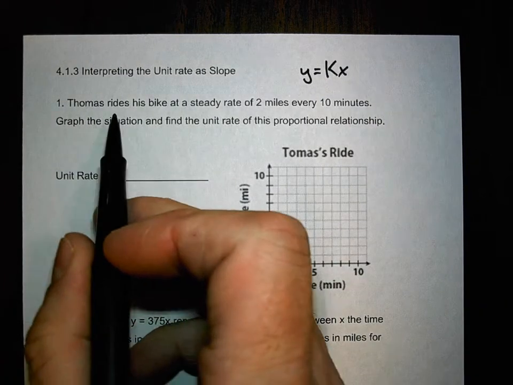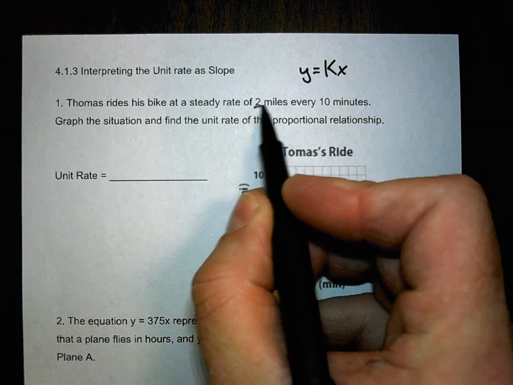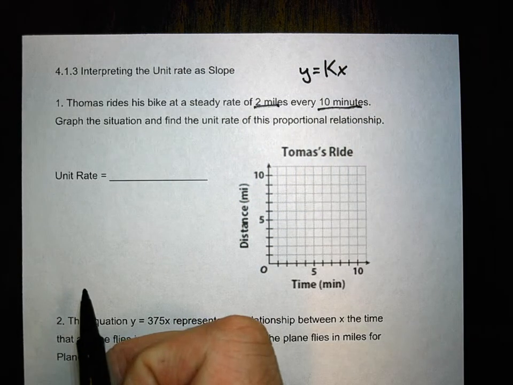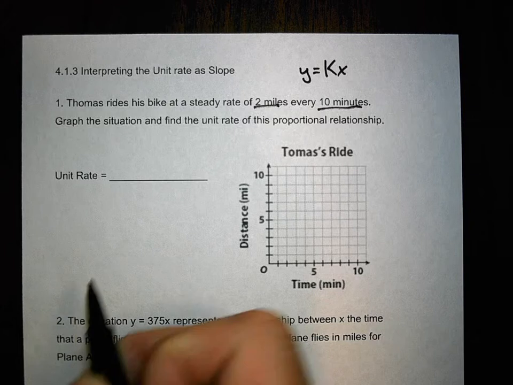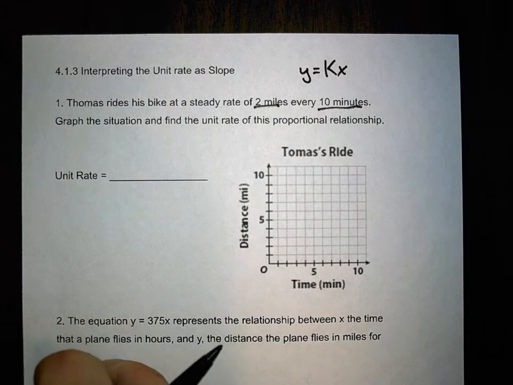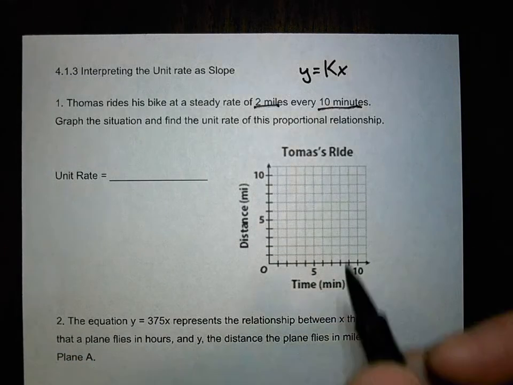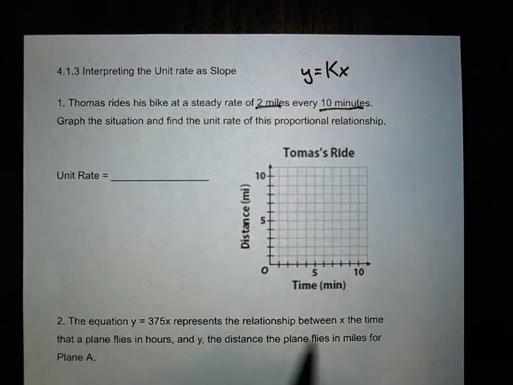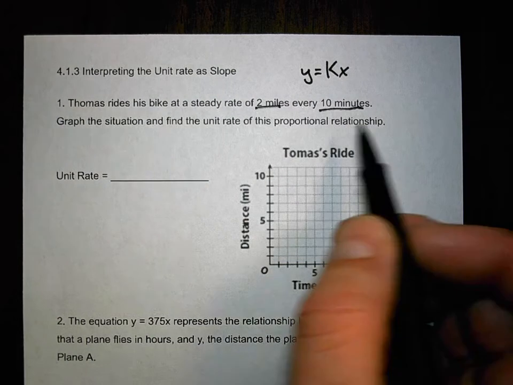So Thomas rides his bike at a steady rate of 2 miles every 10 minutes. Graph the situation, find the unit rate of this proportional relationship. And I know he's got his name spelled wrong. Stupid spell check. It was supposed to be Tomas. But let's talk about the unit rate.